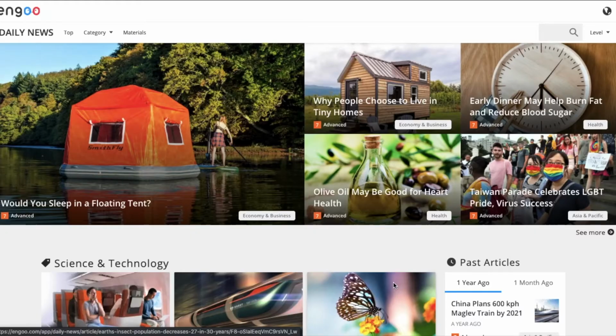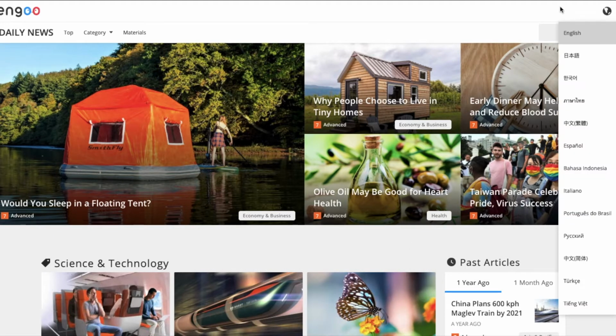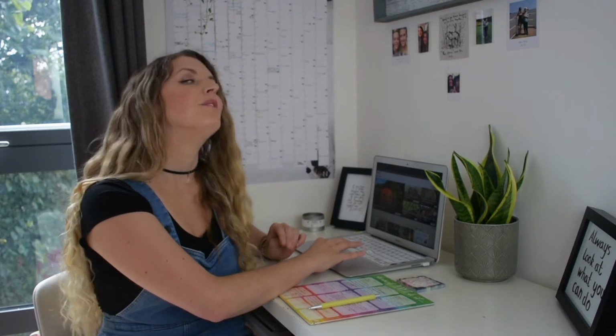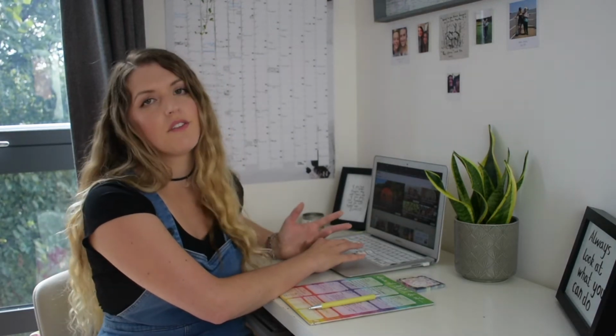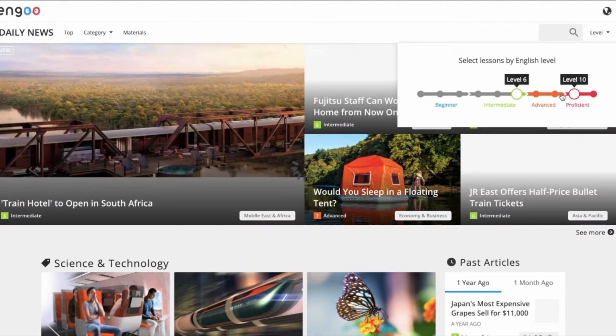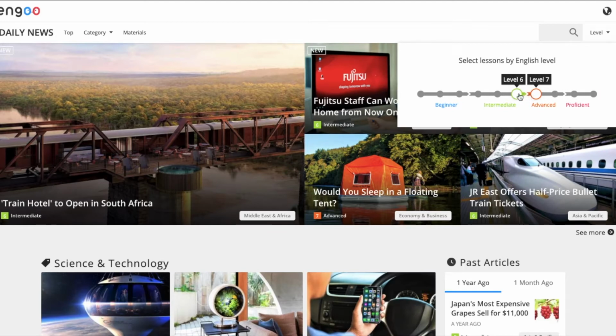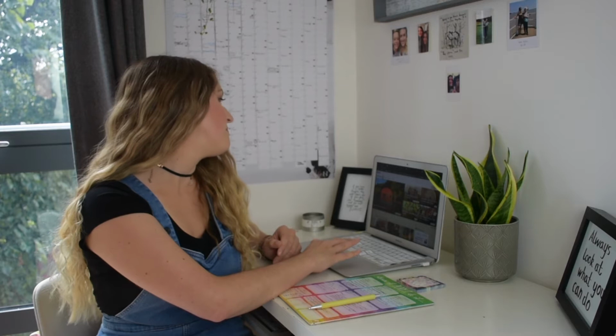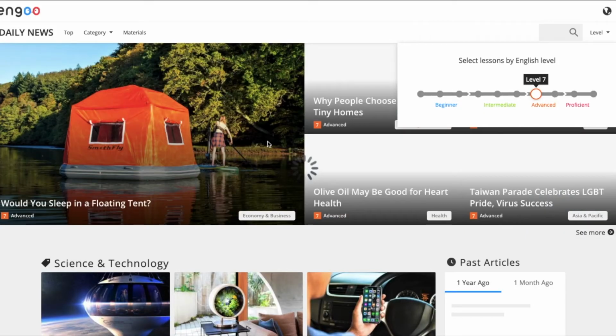To start, the main page will be full of recent articles. They put several articles on every day. This is why it's such a good resource, because you will never run out of things to read. Pick your level. In the corner there is a level guide. So let's pretend I am a level 7 student. So I've filtered all the articles to level 7 and let's pick a category.